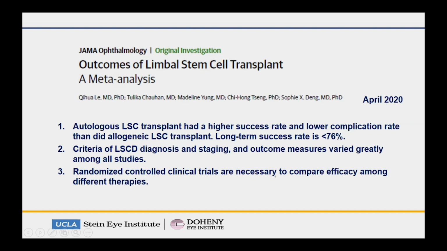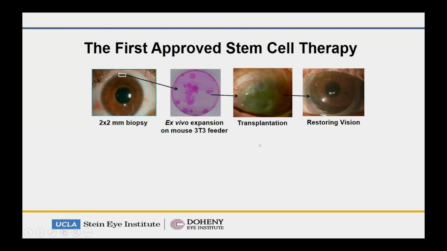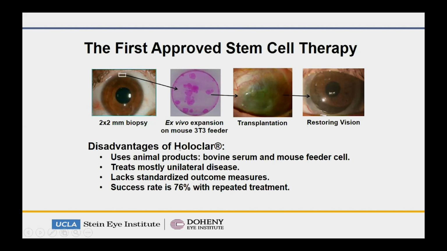The first stem cell therapy was reported back in 1997. In this first trial of therapy, a small biopsy was taken from the donor eye, which is the healthy eye, and these stem cells were then expanded in the dish and then transplanted onto the other eye, which is the diseased eye, and the ocular surface was restored. The therapy was approved by the European Medicines Agency, called Holoclear.